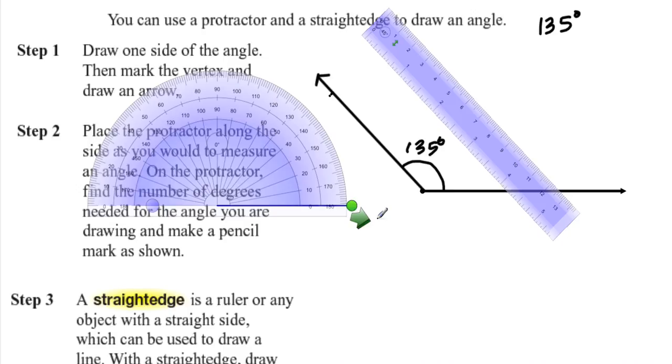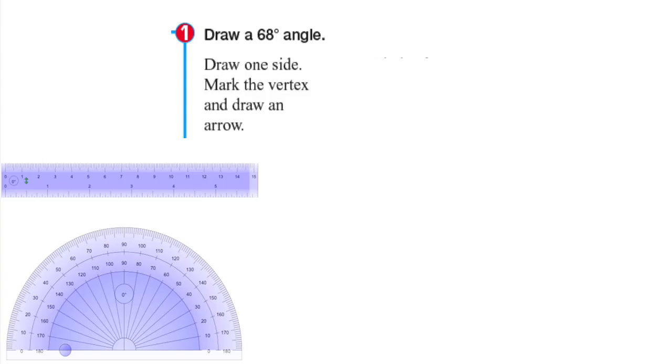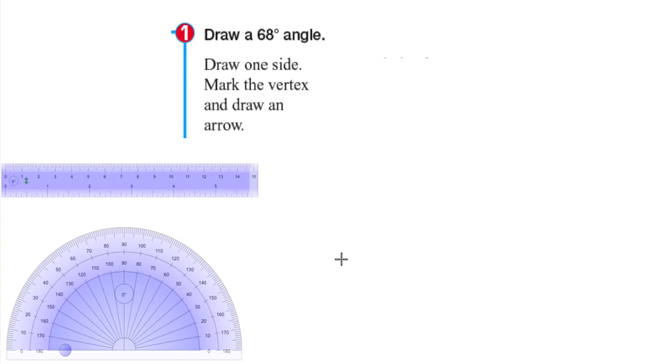Okay, let's take a look at example number 1 and see how this works. In example number 1, draw a 68-degree angle. So let's go through these 3 steps again. The first step is draw one side, mark the vertex, and draw an arrow. So let's say that's my one side. Let's make it slanting like there. Okay, so that is one side of my angle and the vertex is right there. That's step number 1.